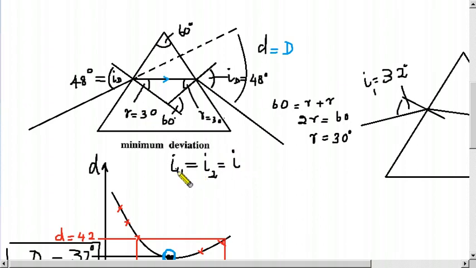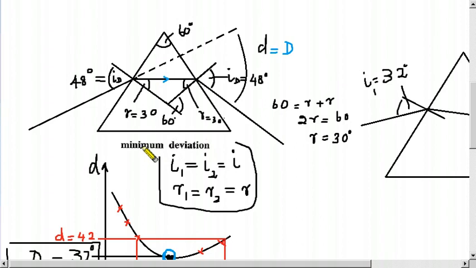So R is also the same. If it is minimum deviation, R1 equals R2, that we write as R without 1 or 2, because it is 30. If the angle of the prism is 60, it is 30. So these are the conditions if it is minimum deviation. So you should know these things.